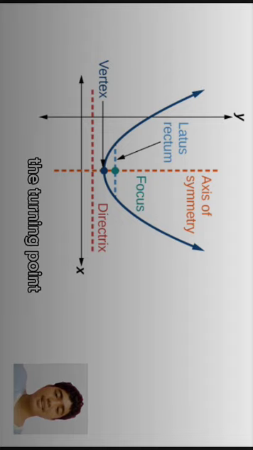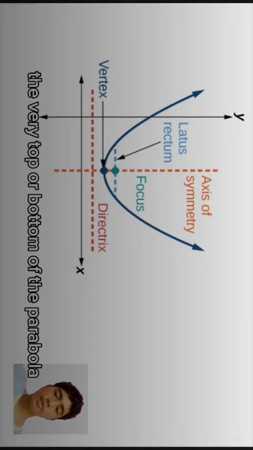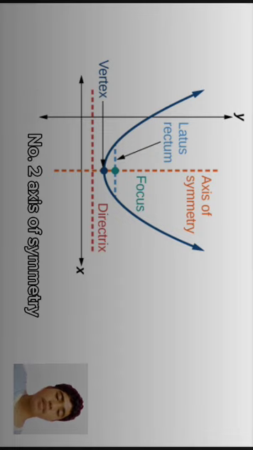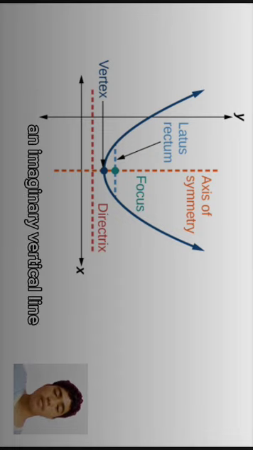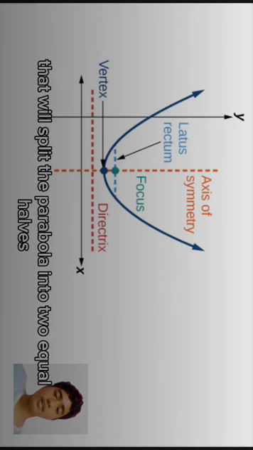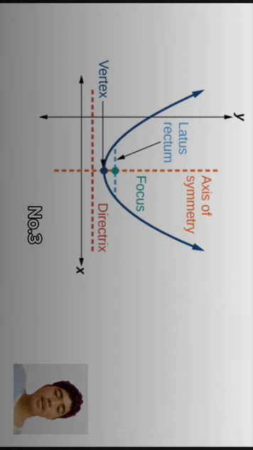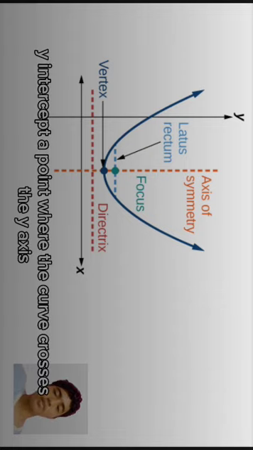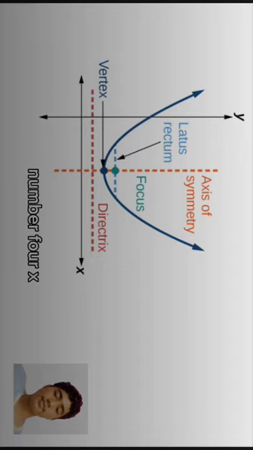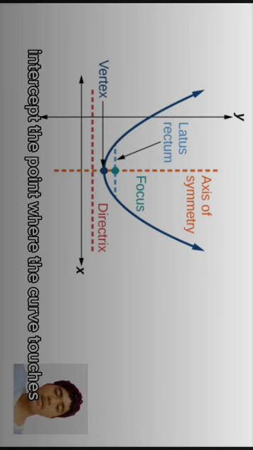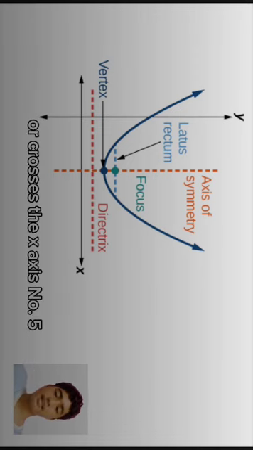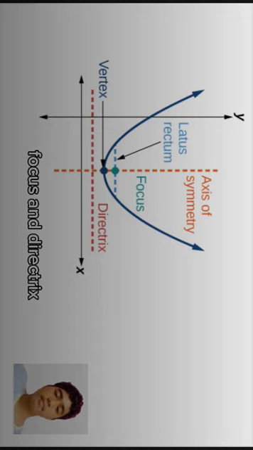Parts of the parabola. Number 1. Vertex, the turning point, the very top or bottom of the parabola. Number 2. Axis of symmetry, an imaginary vertical line that splits the parabola into two equal halves. It always passes through the vertex. Number 3. Y-intercept, the point where the curve crosses the y-axis. Number 4. X-intercept, the point where the curve touches or crosses the x-axis.